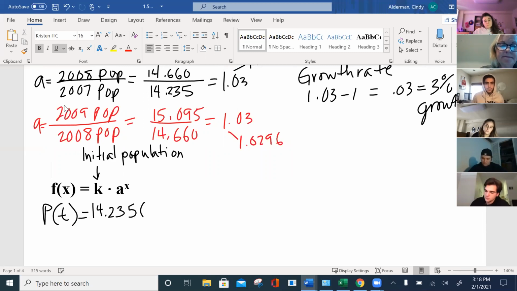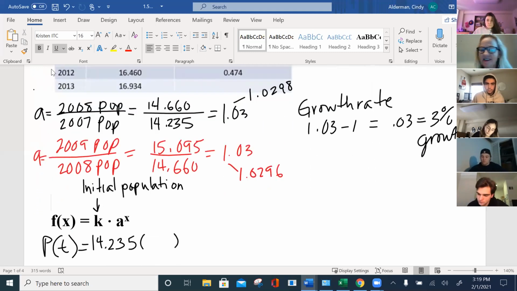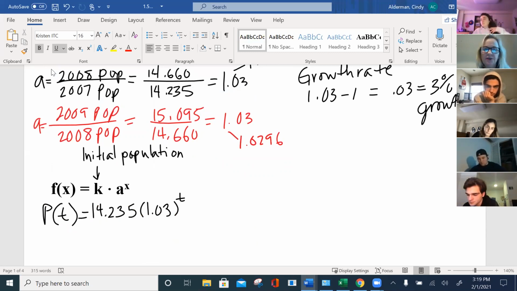What's our A value? Anybody know what the A value is for this set of data? 1.03. Yeah, it's the growth rate. And T is, since it's P of T, right? It's population in terms of time. What we did is we just wrote an exponential equation based on that set of data.